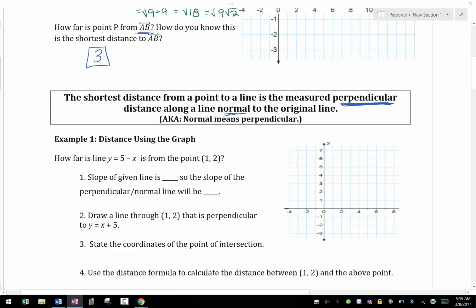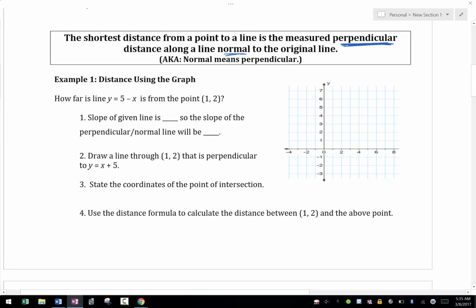So let's come down here and use this next one. How far is 5 minus x from the point (1, 2)? Again, I want you using your noodle. I'm not going to give you a rule. There's not some nice formula for this. Well, technically there is a formula, but it's gross. I want you using your brain. So let's graph 5 minus x and the point (1, 2) and see where we go.